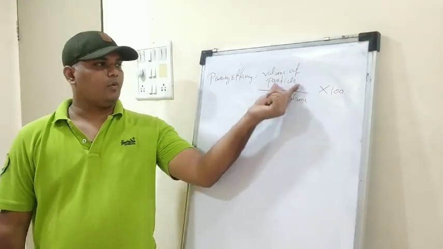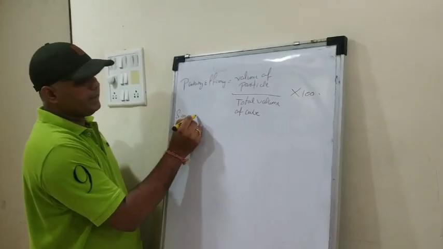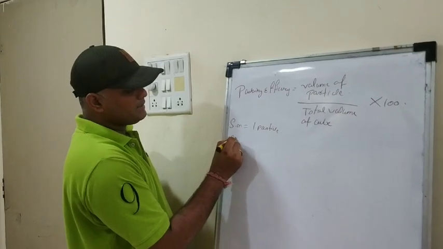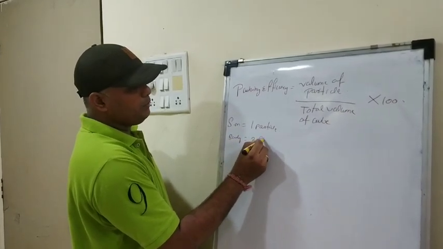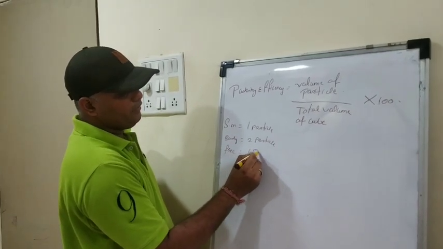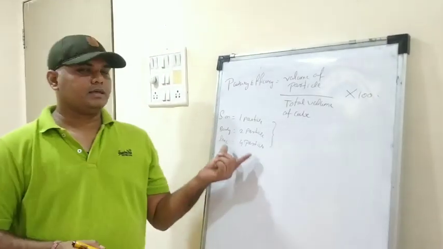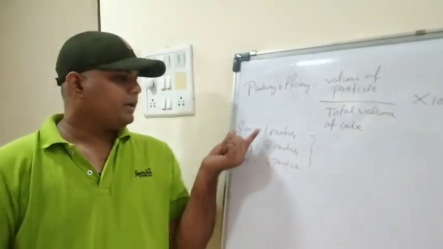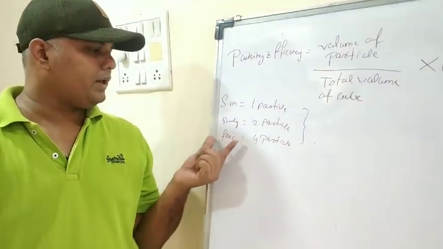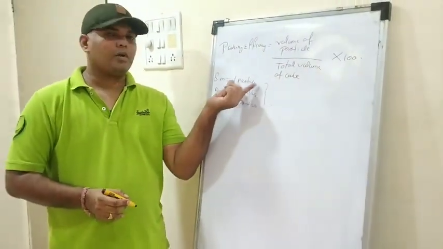Now what is the volume of a particle? We all know the simple cubic lattice contains one particle. Body centered contains two particles. And face centered contains 4 particles, right? We had calculated in the last video that simple cubic lattice contains 1 particle, body centered contains 2 particles, face centered contains 4 particles, or 4 number of atoms, 2 number of atoms, or 1 number of atom, right?